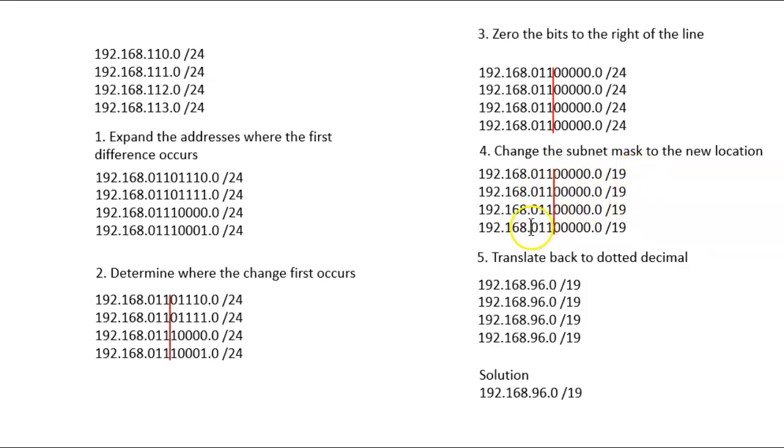And then I'll just translate this entire octet back into dotted decimal form. And if we were to do the math on that, we would get 96. So that's my solution, 192.168.96.0. That's how it's done, folks. That's route summarization, which we will use when we get into routing tables later on.